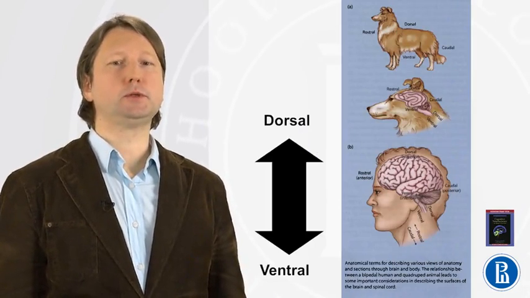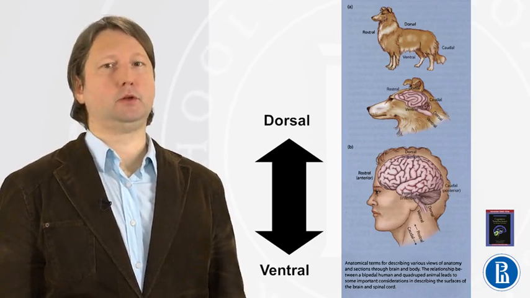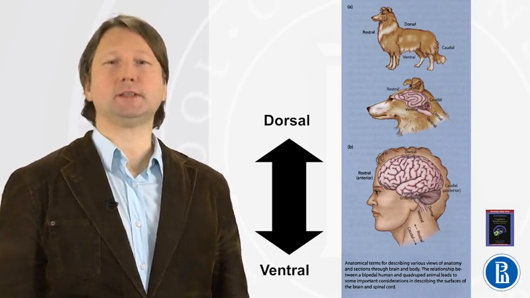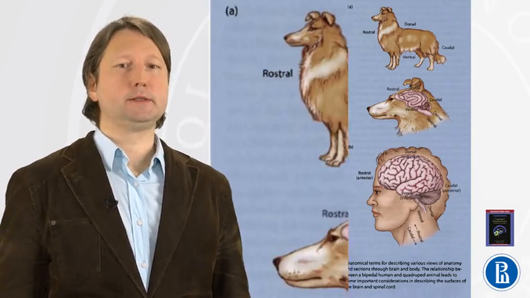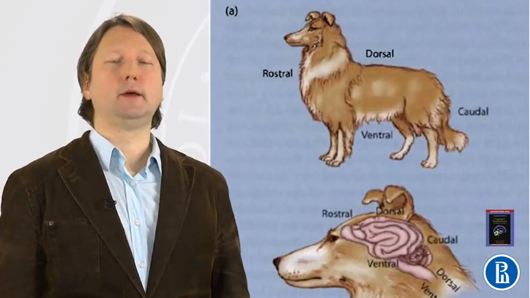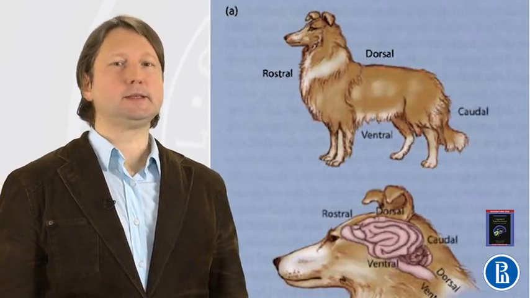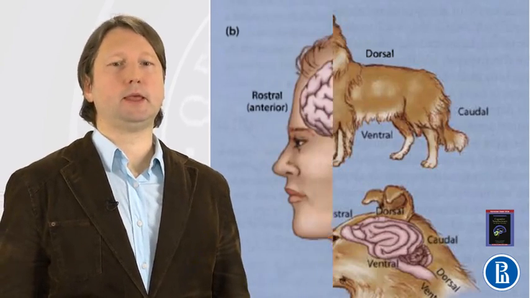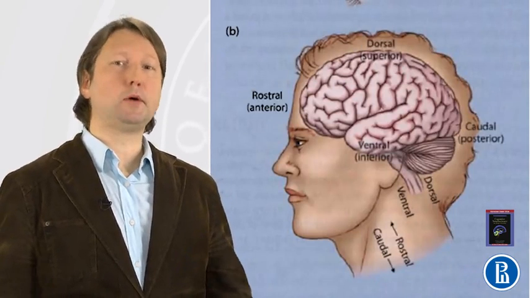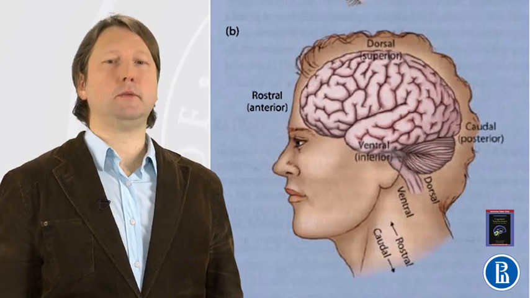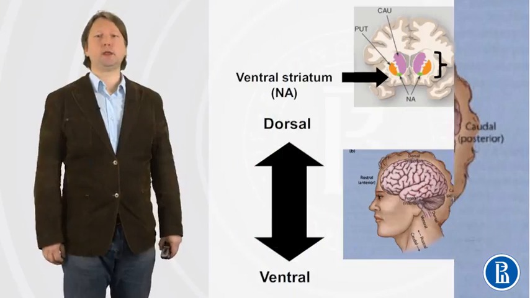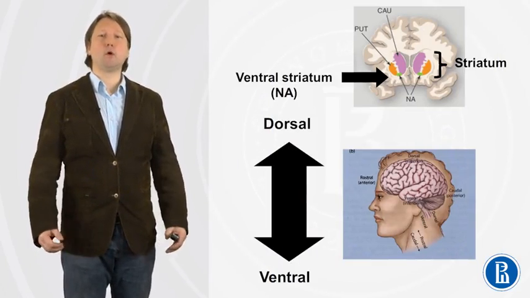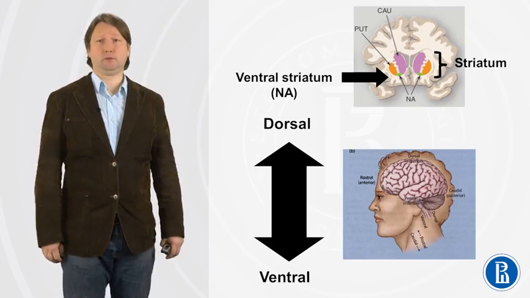For example, we will use the dorsal-ventral dimension to localize brain regions. This axis refers to animal anatomy. Dorsal means closer to the back, ventral closer to the belly. Since our anatomy is slightly different from the standard animal anatomy, in our brain, dorsal means the upper portion of the brain, and ventral means the lower portion of the brain. So when I talk about the ventral striatum, it means this is a lower part of the structure called the striatum.